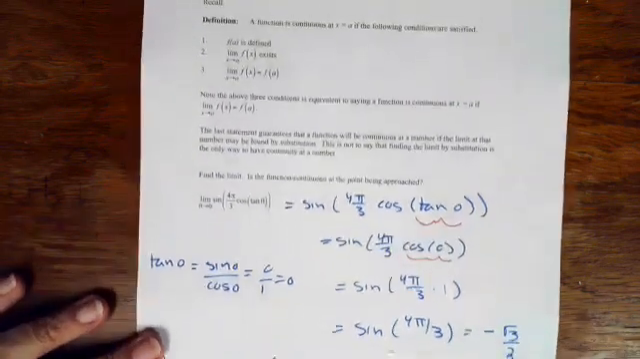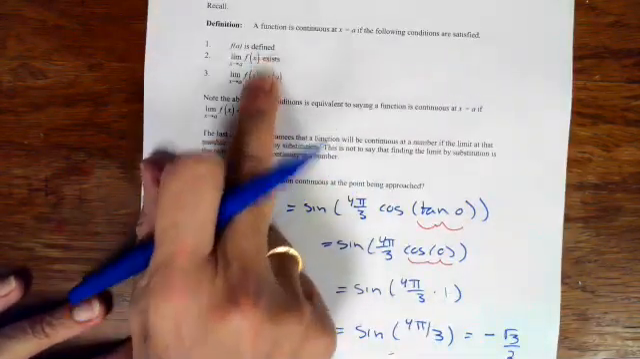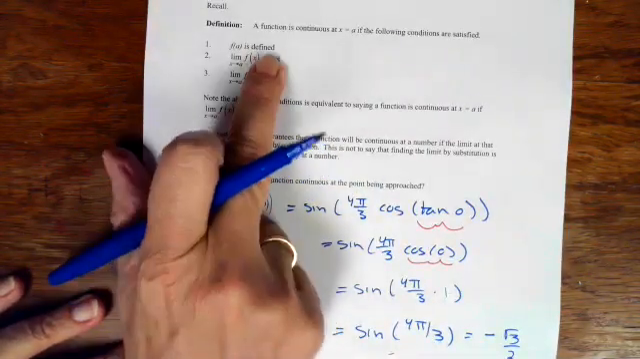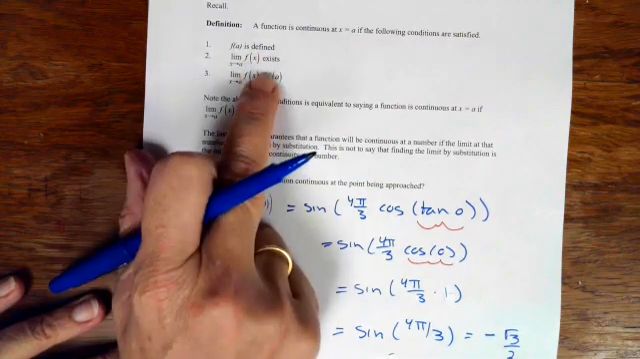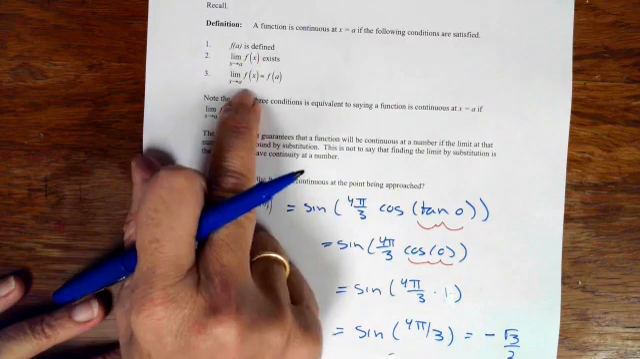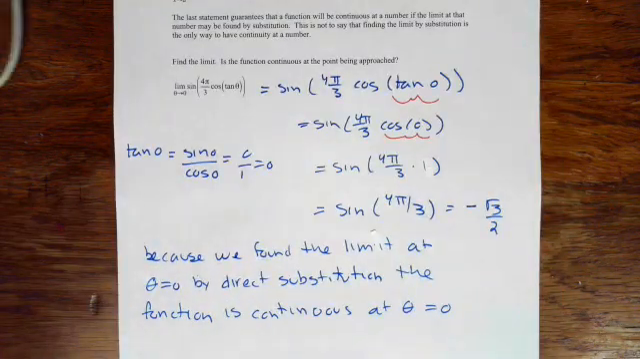Again, I want to reiterate, when it comes to the test, I am going to ask you to state those three conditions of continuity: that f of a is defined, the limit as x goes to a of f of x exists, and the limit as x goes to a of f of x equals f of a. And that's the end of this section.